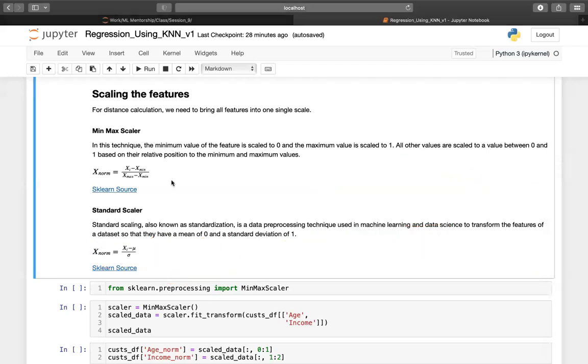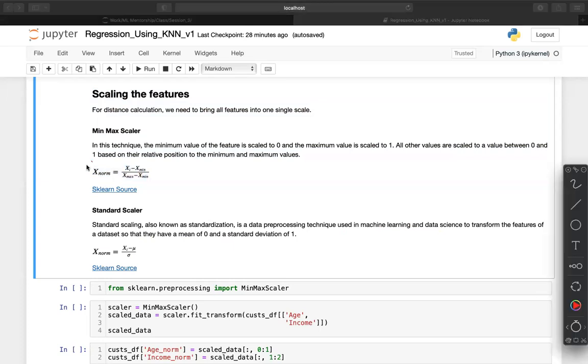So with min max scaling, we don't assume any distribution. We simply convert the values on a scale of 0 to 1. And with standard scaling, of course, we convert into a scale of -3 to +3. But whichever technique we use, we bring all the features into one single scale, so the distance calculation becomes easier and it makes a lot of sense.